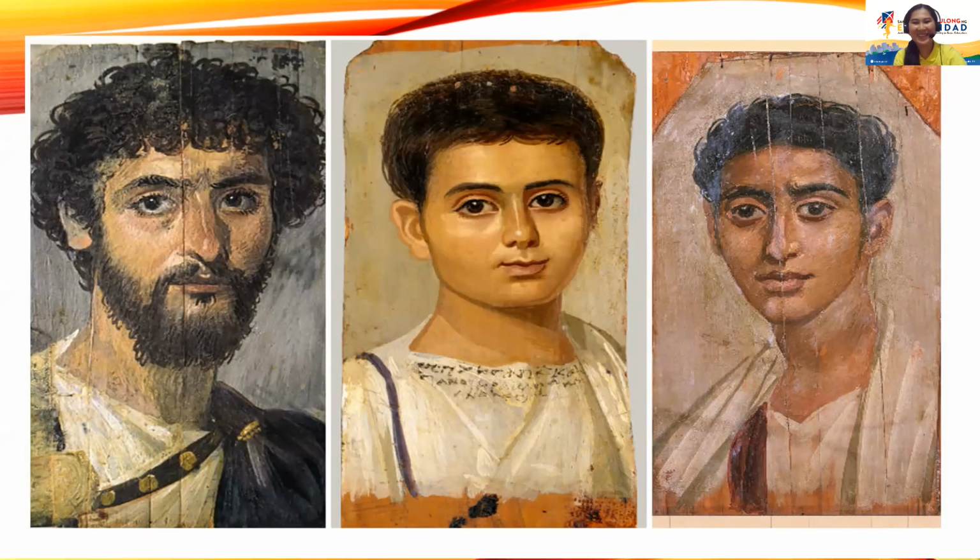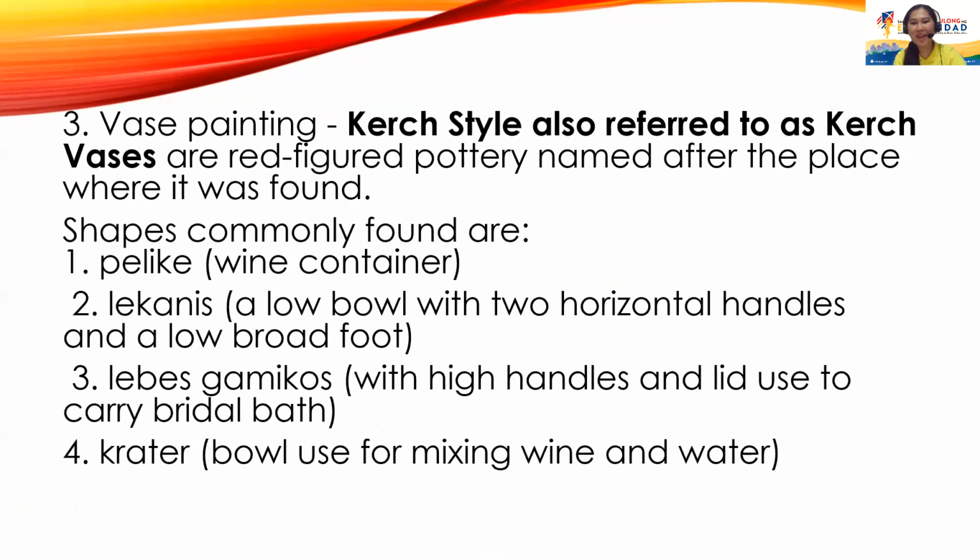Okay? Let's go now to vase painting. Of course, what they use here is pottery, which is made of clay. A vase is used to hold flowers. So vases in the past were pottery, made of clay. Red figured pottery is named after the place where it was found.